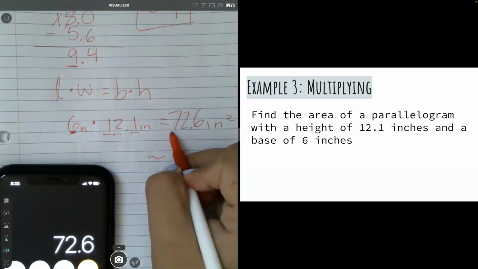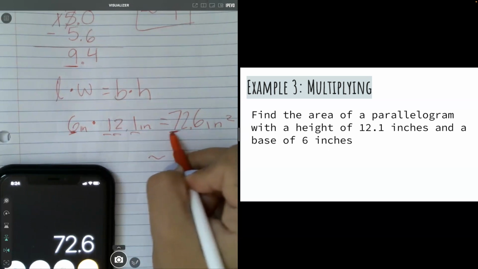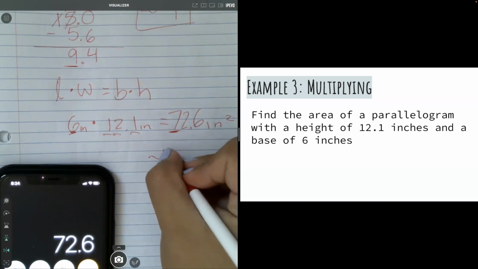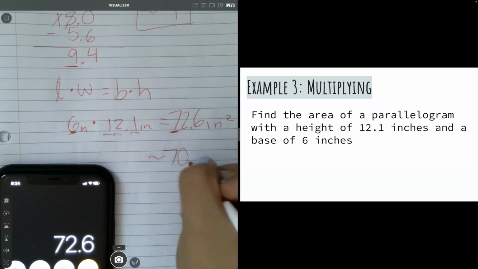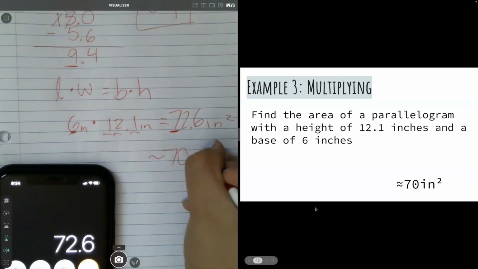Counting from the left, I have here the 7 as my first significant figure. Looking to the right of it, there's a 2. That means I round down. My answer is 70. I replace the 2 with the 0 to hold the place value. Here, 70 inches squared.